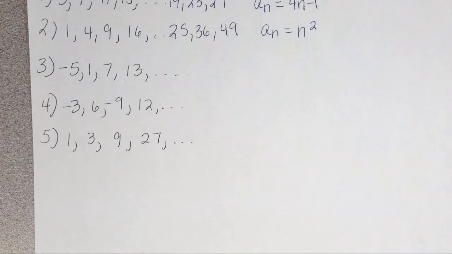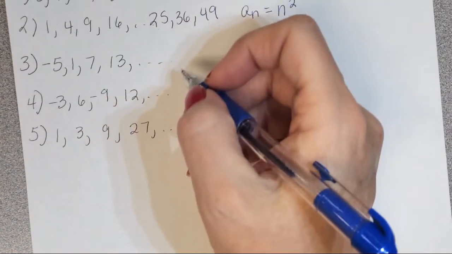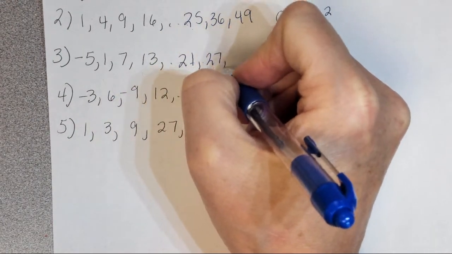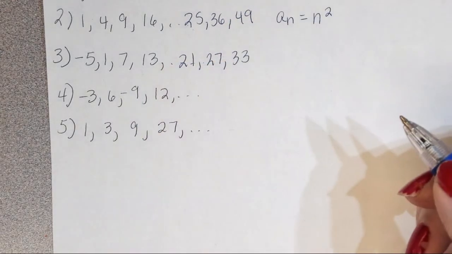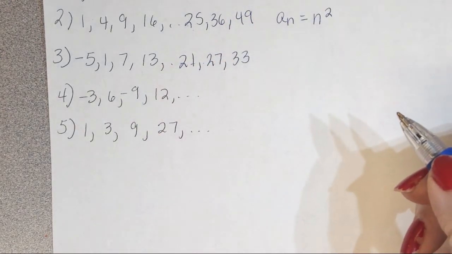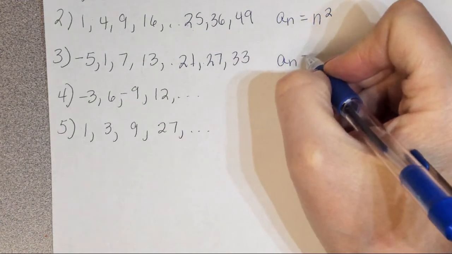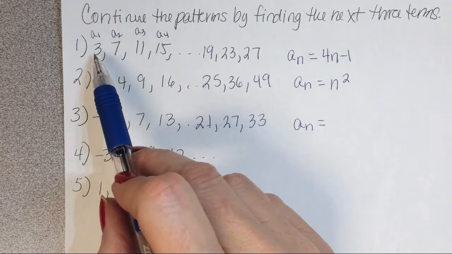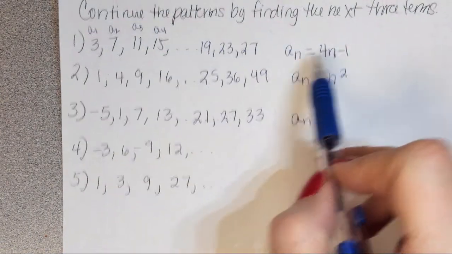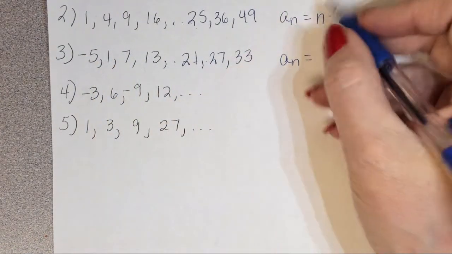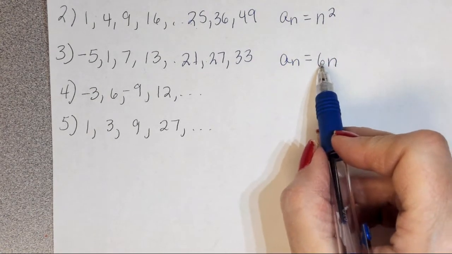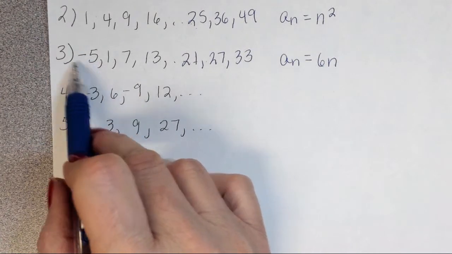Okay, what about for number 3? Max, what did you get for the next three terms? 21, 27, 33. So what were you doing every time? Adding things. Okay. Did you come up with a formula? No. But what did we just say up above? Here we were adding on 4 and it was 4n. Here we're adding on 6, so it's going to have to be what? 6n. And then what do you have to do to 6 times 1 in order to get negative 5?